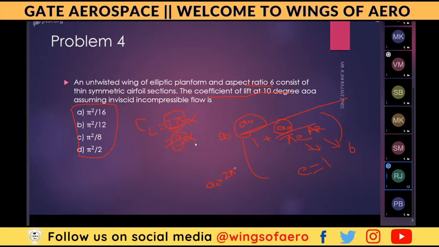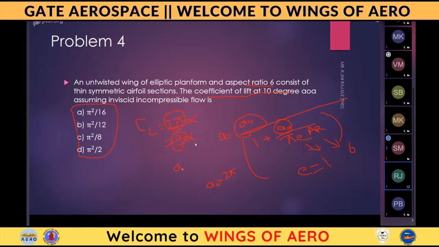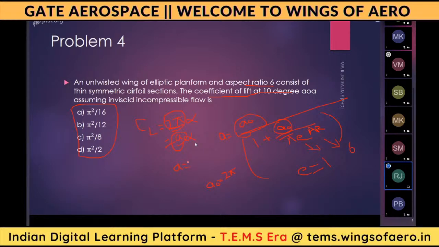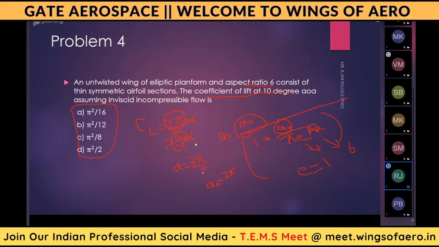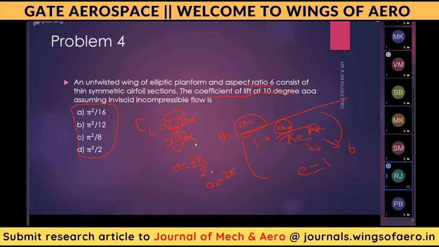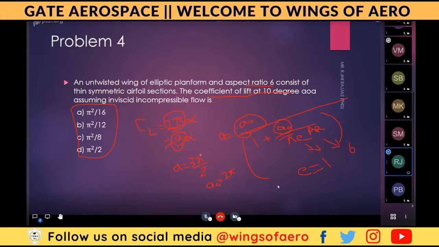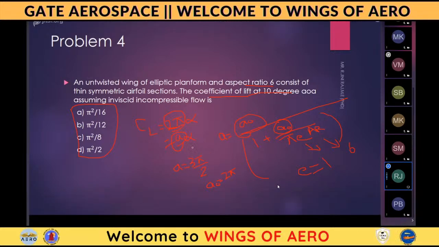For A, what is the value for A? 3 pi by 2. Yes. So A equal to 3 pi by 2. Then after that, we need to substitute this A value in the CL formula. So the lift coefficient CL is equal to 3 pi by 2 into 10.